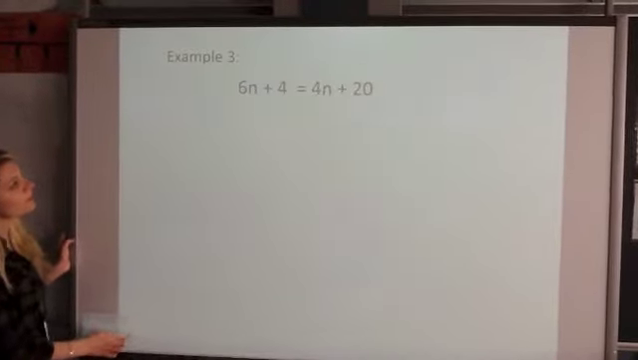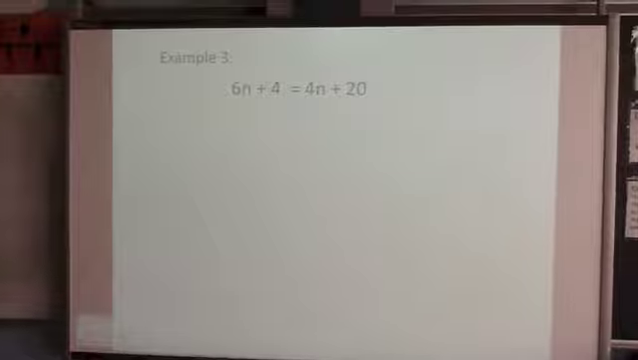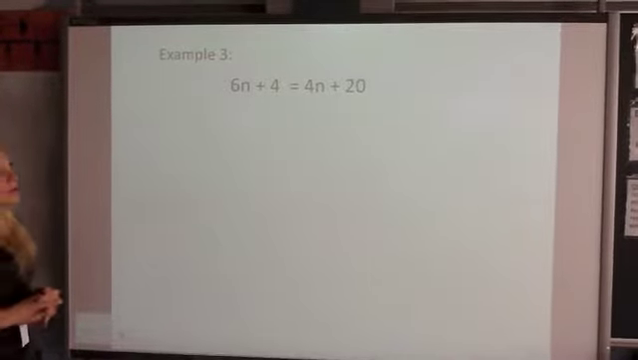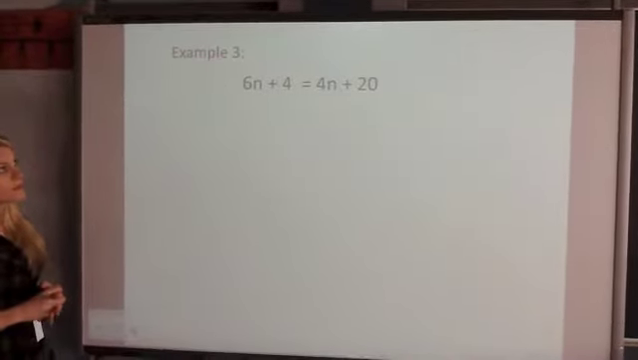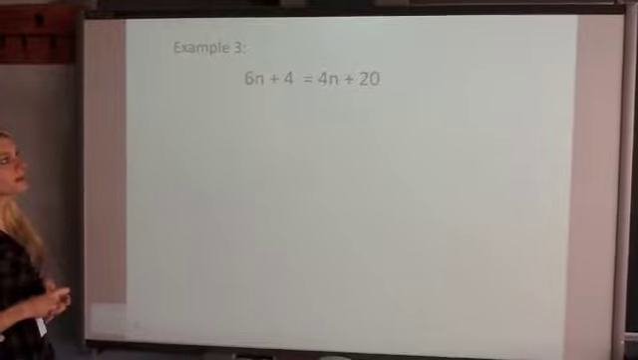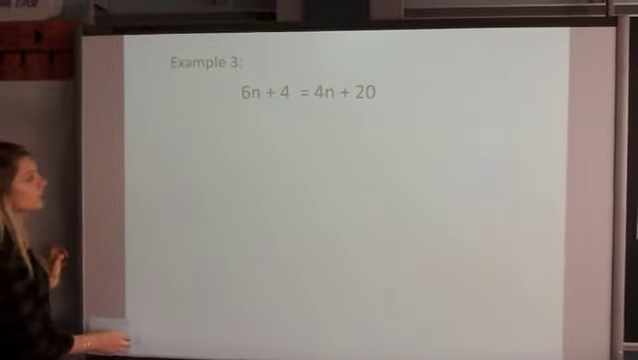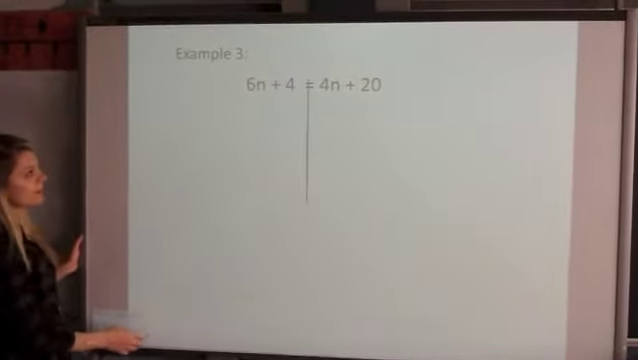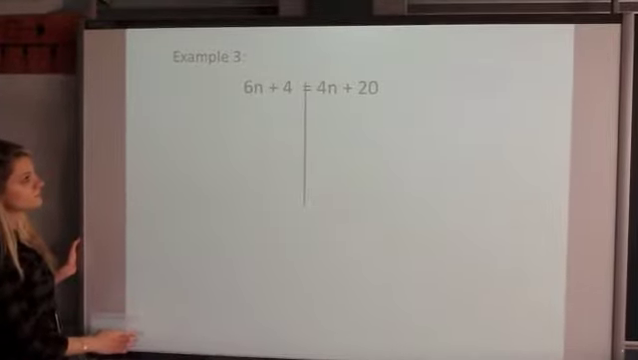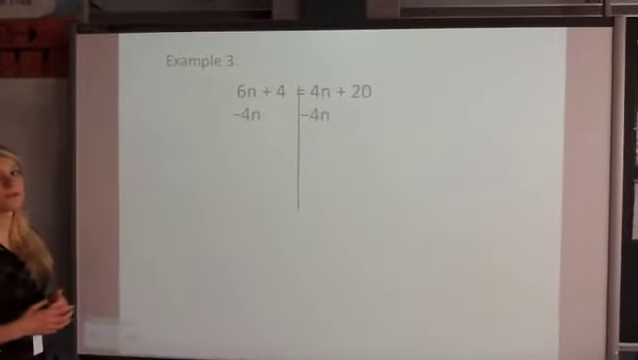Okay, next problem. So we have 6n plus 4 equals 4n plus 20. So again, I want to get my variables on one side of the equal sign and the numbers on the other side of the equal sign. So to do that, I'm going to start by drawing my line, and then I'm going to subtract 4n from each side.